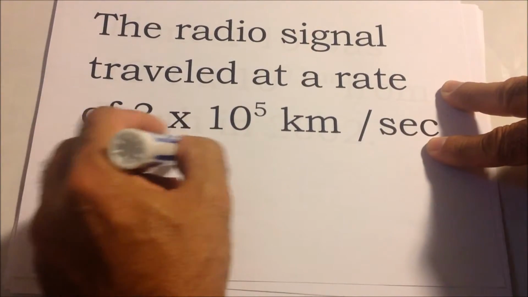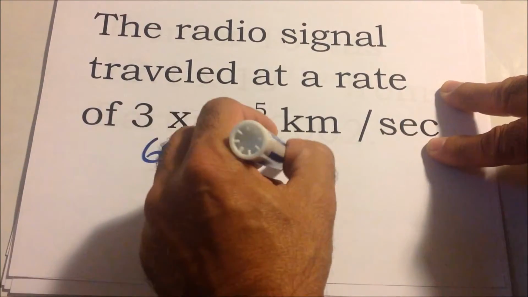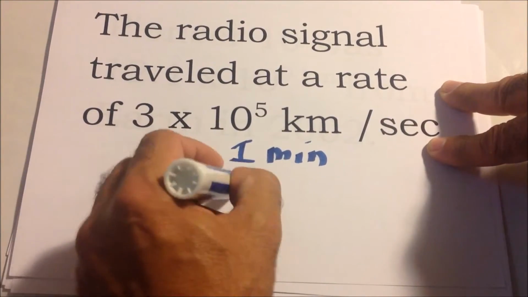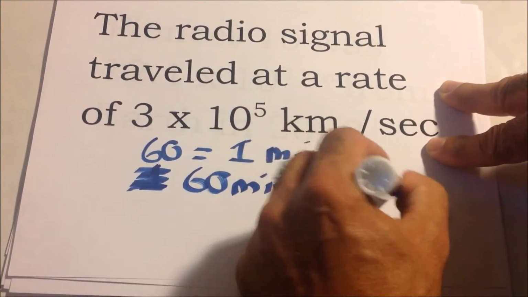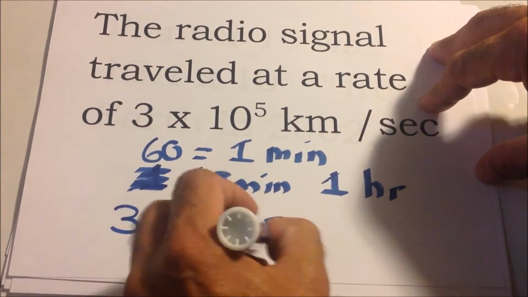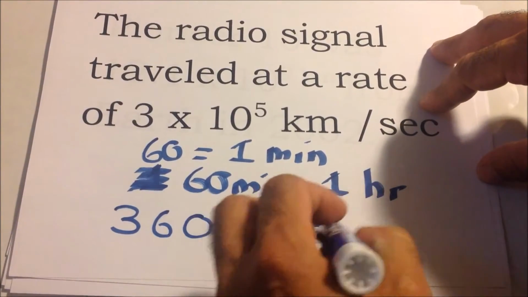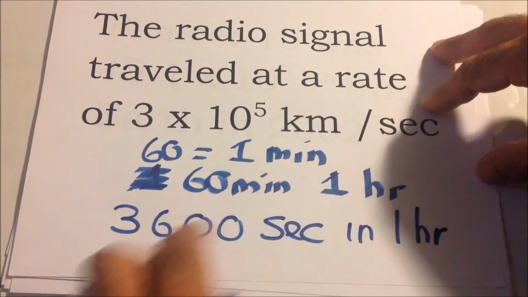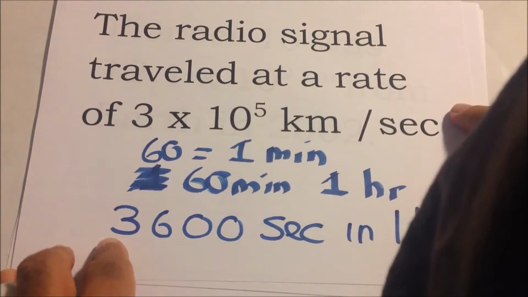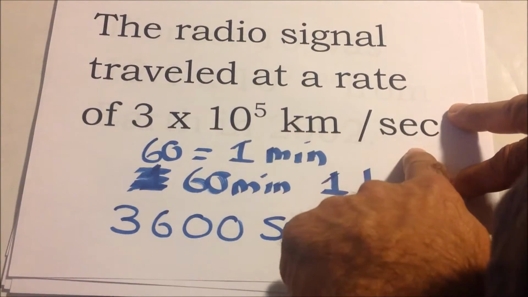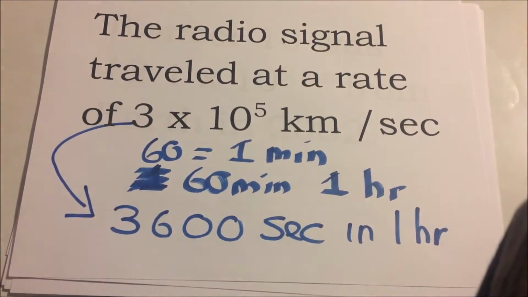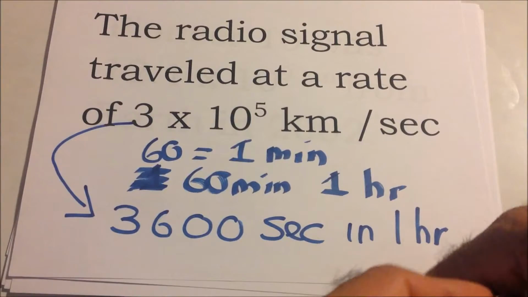So there's 60 seconds in 1 minute, and we know there's 60 minutes in 1 hour. So it's just basically 60 times 60. It's 3,600 seconds. So there's 3,600 seconds in 1 hour. So that's the first thing you need to know, because we need to know how many hours, not seconds. So we need to know its rate. If it's going 3 times 10 to the 5th kilometer a second, if we want to know how fast it's going in an hour, we need to multiply 3 times 10 to the 5th by 3,600. So try that.